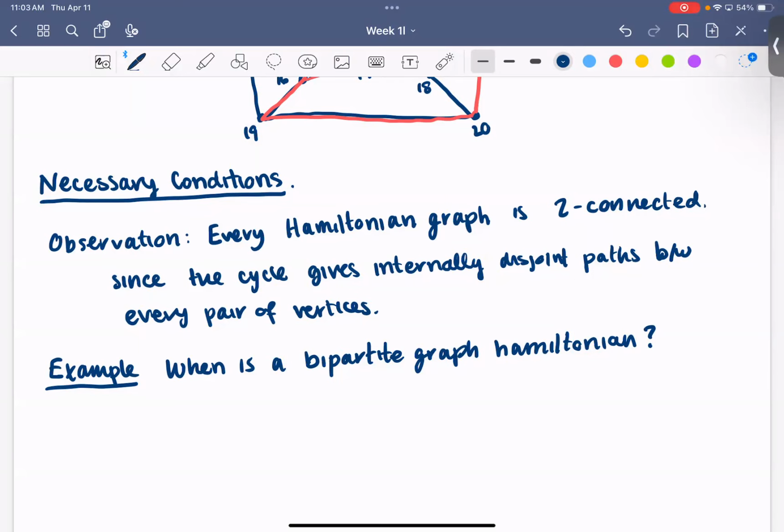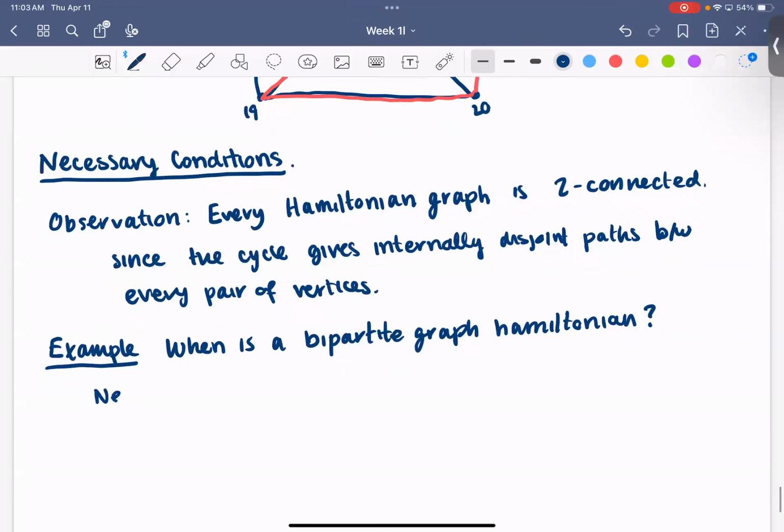Yeah, I don't know if this is enough. I think the necessary condition is minimum vertex degree 2. Yeah, that's for sure a necessary condition, because you have to go in and out of every vertex. Any other conditions? Yeah, that both partite sets have to have equal size. Yeah.